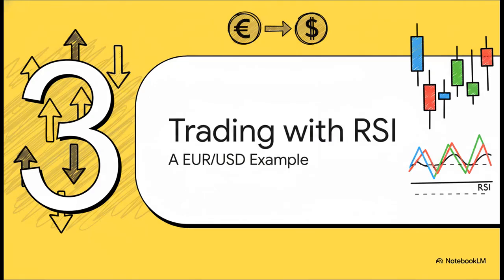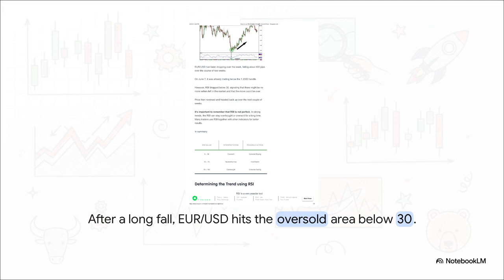Okay, theory is great and all, but let's see how this actually plays out in a real-world scenario. We're going to take a look at a chart for the euro versus the US dollar. So here's the setup. For 2 solid weeks, the euro is just getting hammered, falling against the US dollar. The trend was clearly down, but then look what happened. The RSI indicator finally dipped below that 30 line, entering the oversold zone we just talked about.